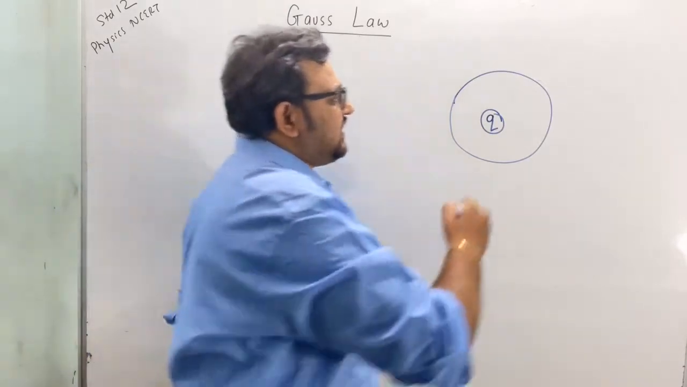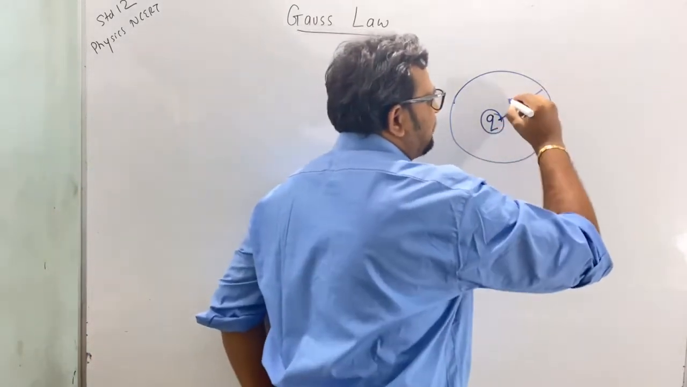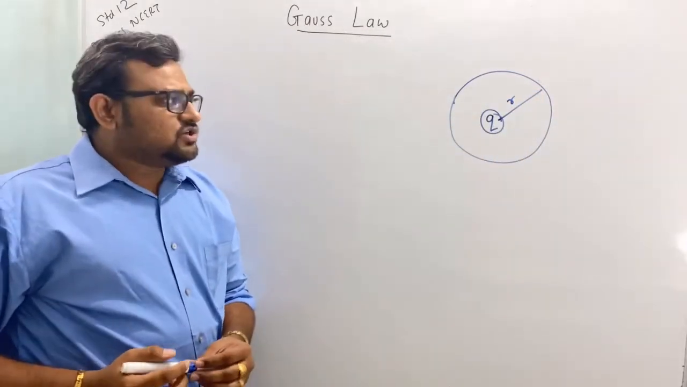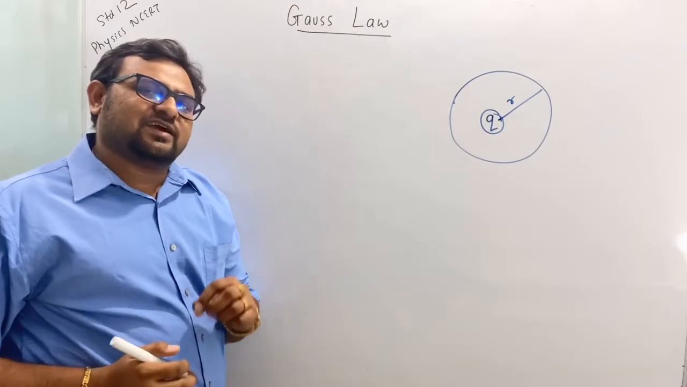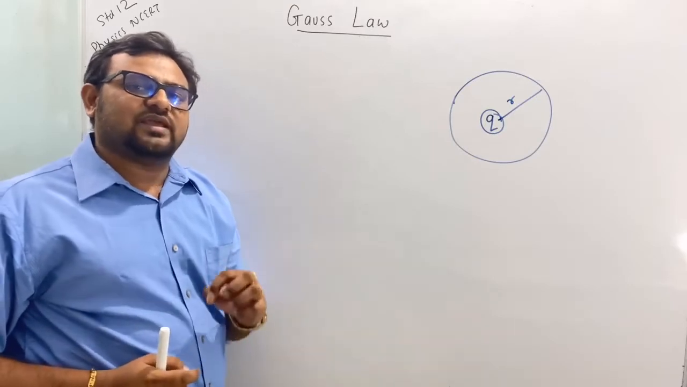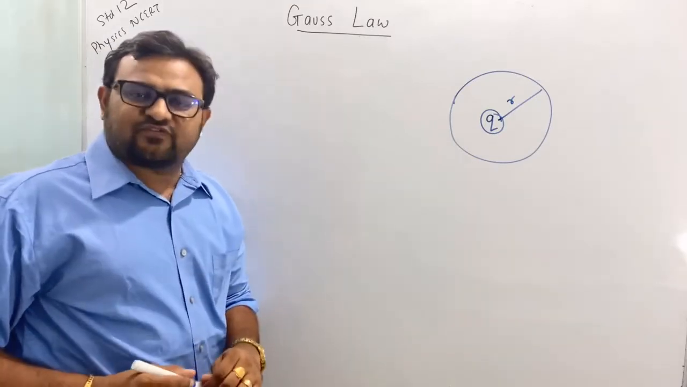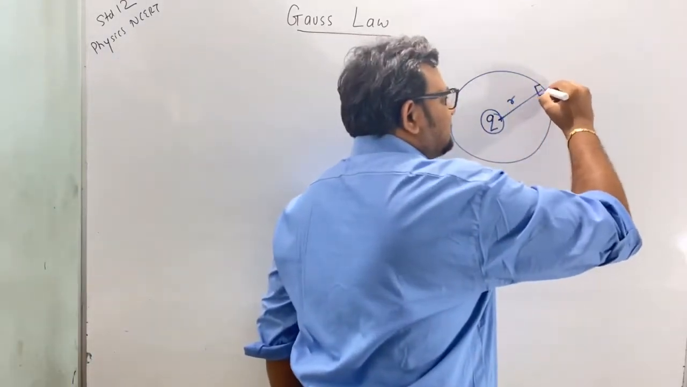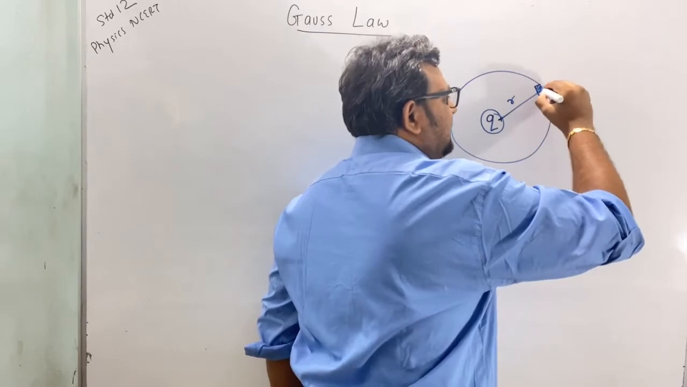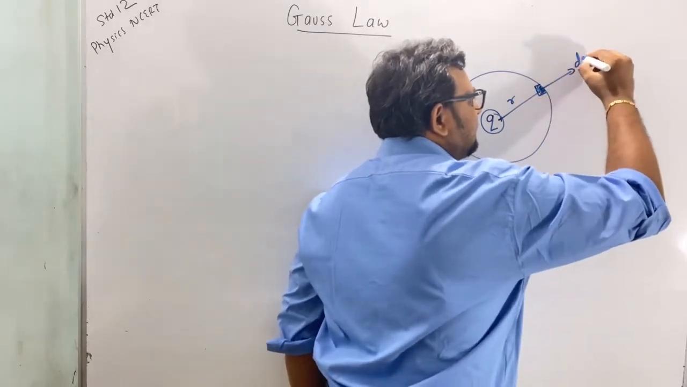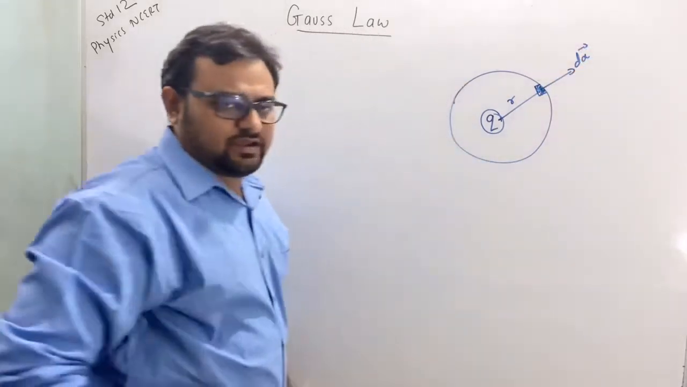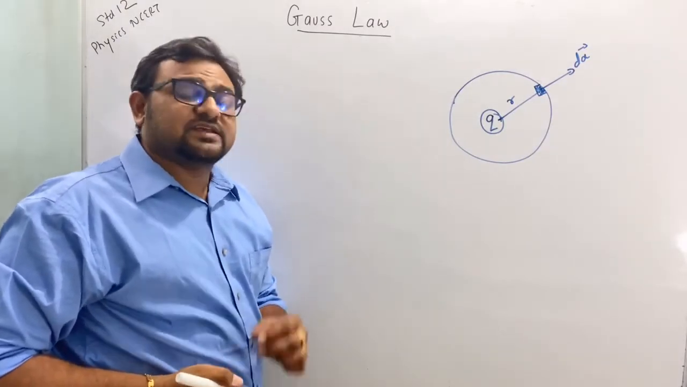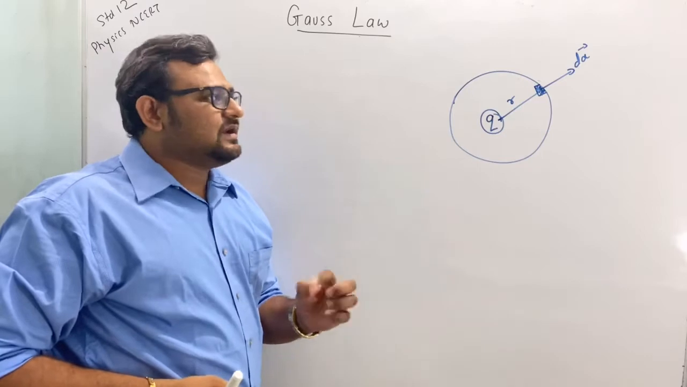Let the radius of this spherical surface be r. So what I will do, I will select a very small surface element. So let's select this small area element dA. I have selected a small surface area element dA.